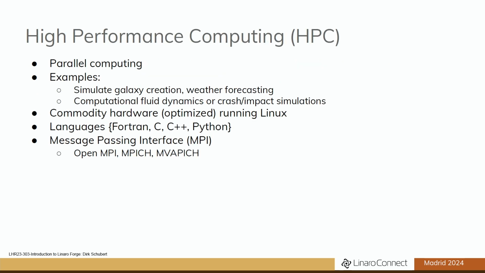So what is high performance computing? Well, it's basically regular computing, but it happens on lots of machines simultaneously, usually with some communication between all of these machines performing this computation. So some examples. I've actually nicked this slide from my colleague Dirk, so shout out to him. So you can use this to simulate galaxies and weather forecasting.